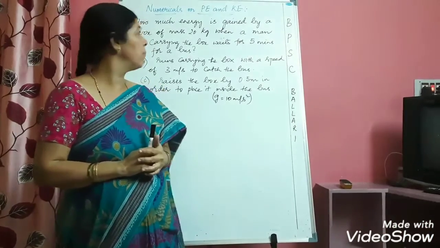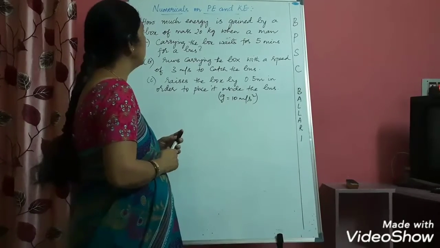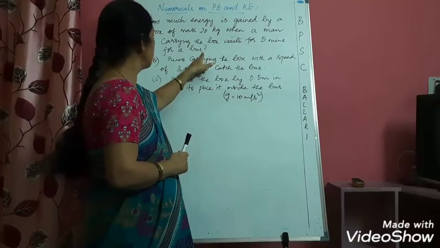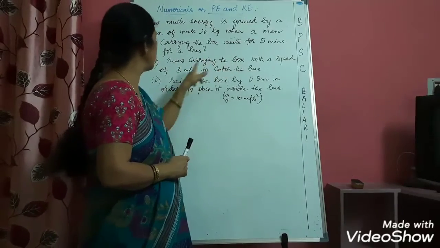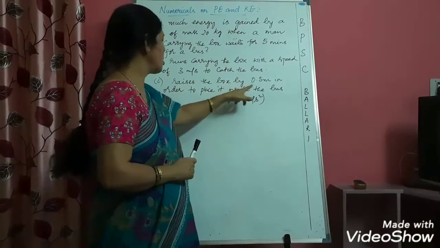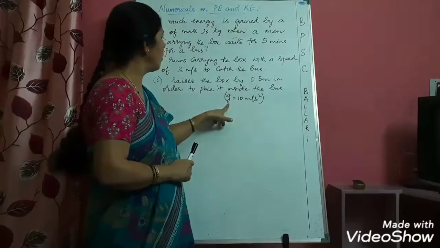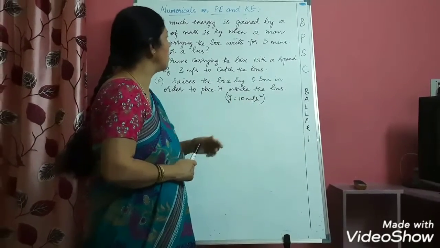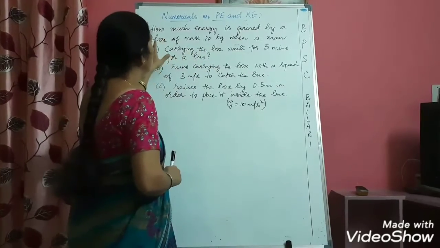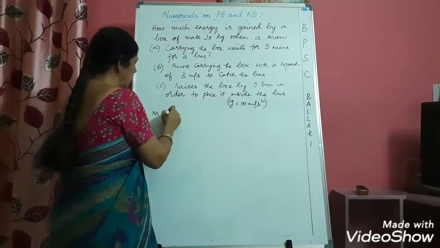Yet another problem. How much energy is gained by a box of mass 20 kg when a man carrying the box waits for 5 minutes for a bus, runs carrying the box with a speed of 3 meters per second to catch the bus, raises the box by 0.5 meter in order to place it inside the bus. We are provided the value of g as 10 meter per second square. Now here you need to calculate the energy gained by a box of mass 20 kg. Mass is equal to 20 kg.